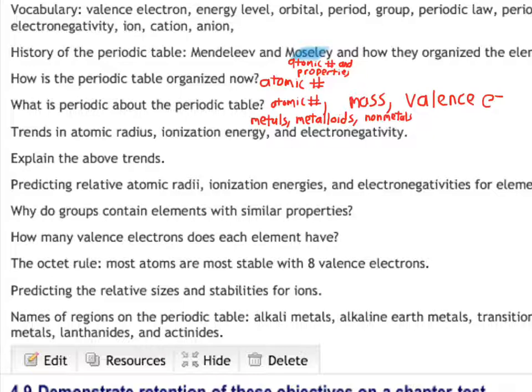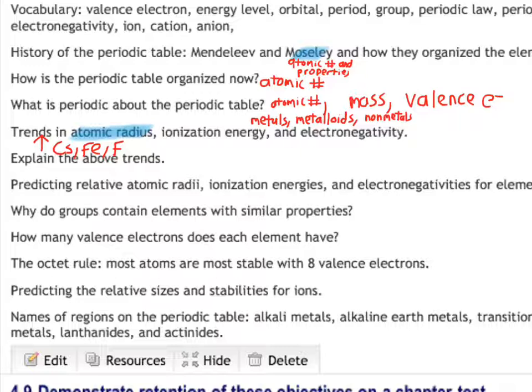We spent a long time learning about the trends of the periodic table, about atomic radius, ionization energy, and electronegativity, so let's practice with a couple of problems. First problem, put in order of increasing atomic radius, cesium, iron, and fluorine.